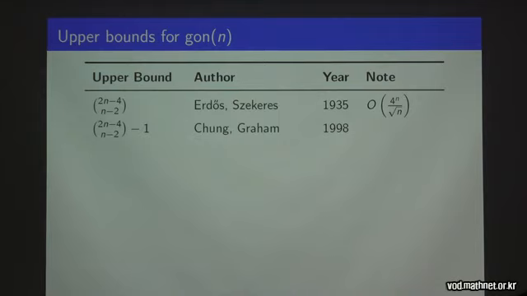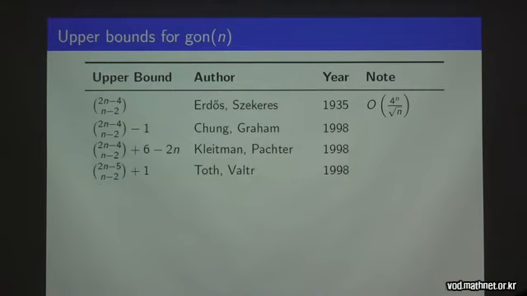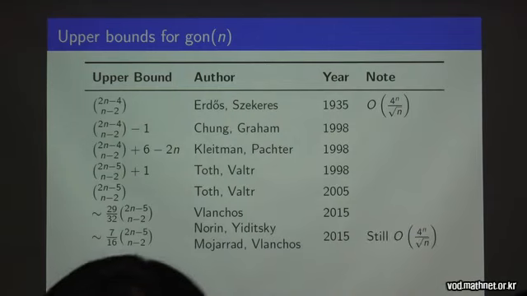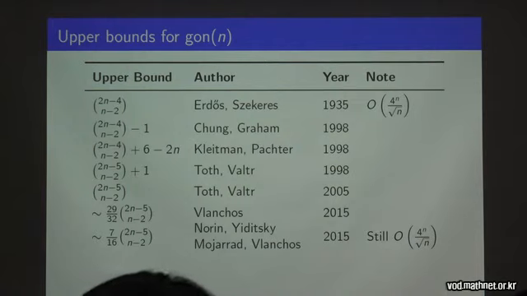Then we have a couple of results following this. A linear improvement, a factor of improvement. Then another, and another very strange fraction. Then another fraction. Till 2015, but it is still of the same asymptotic magnitude.